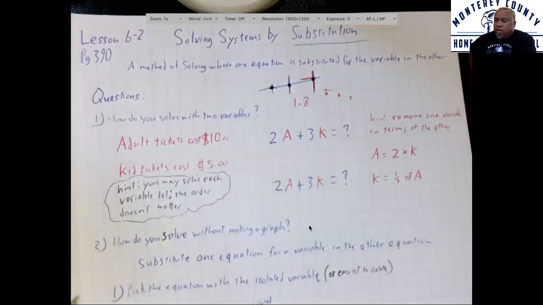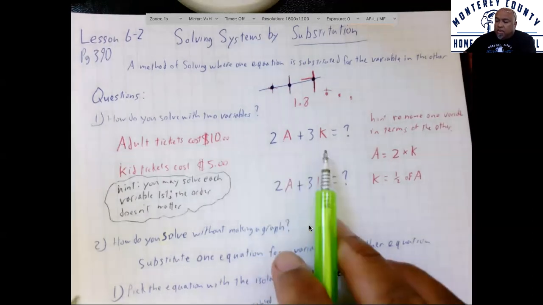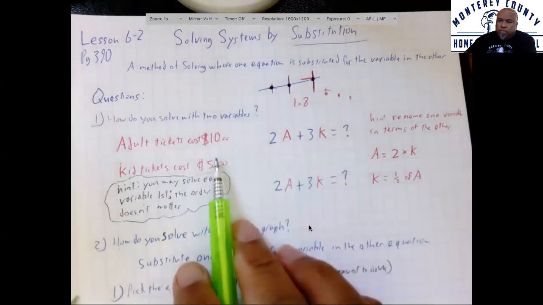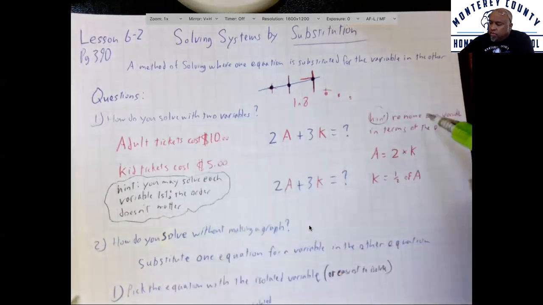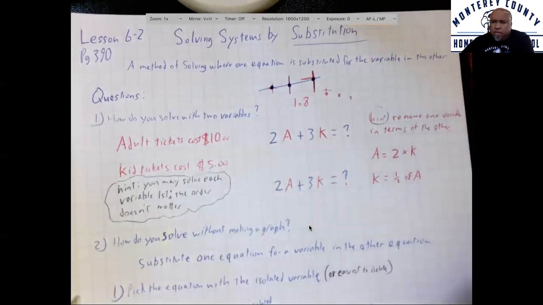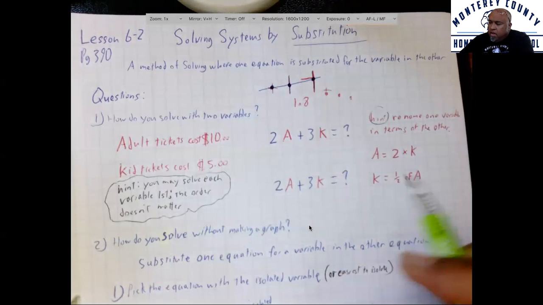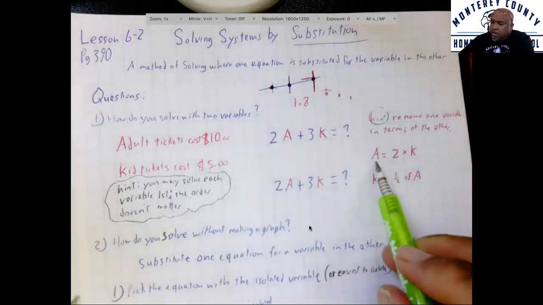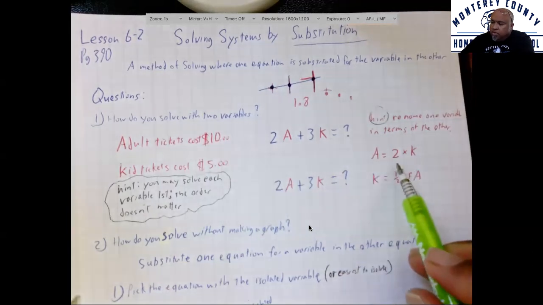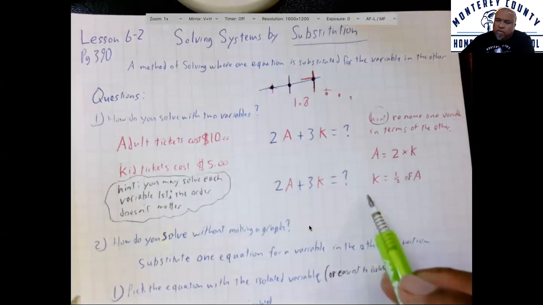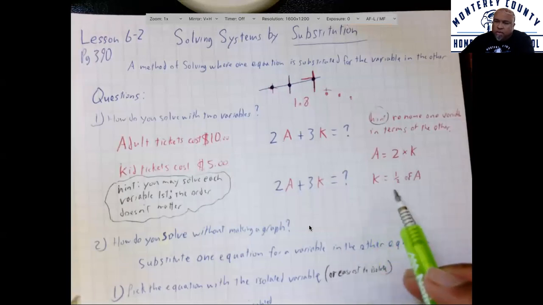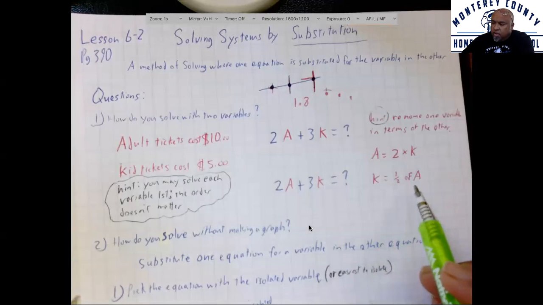Well, how on earth do I know what a and k are unless that information is given like it is here? Well, there's a hint I want you to know, and that is that you can rename one variable in terms of the other. Okay? Let me give you an example. Adult tickets can be known as 2 times the kid tickets because they're twice as much. Or kid tickets can be known as 1/2 of the price of the adult tickets.